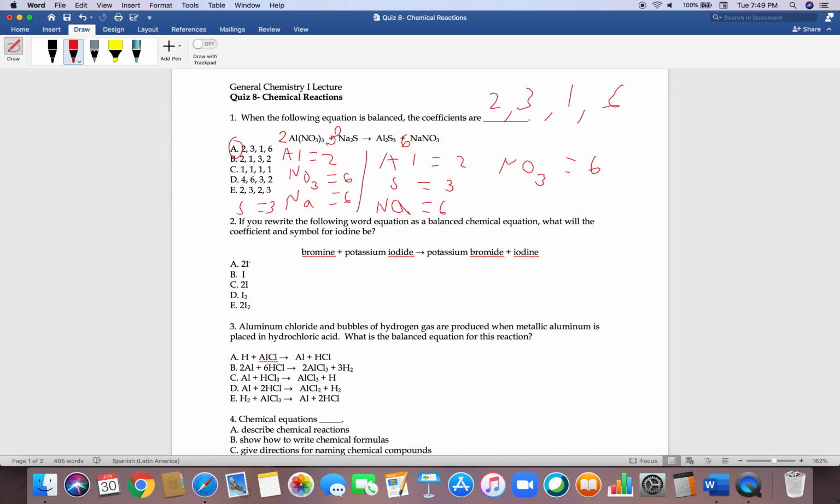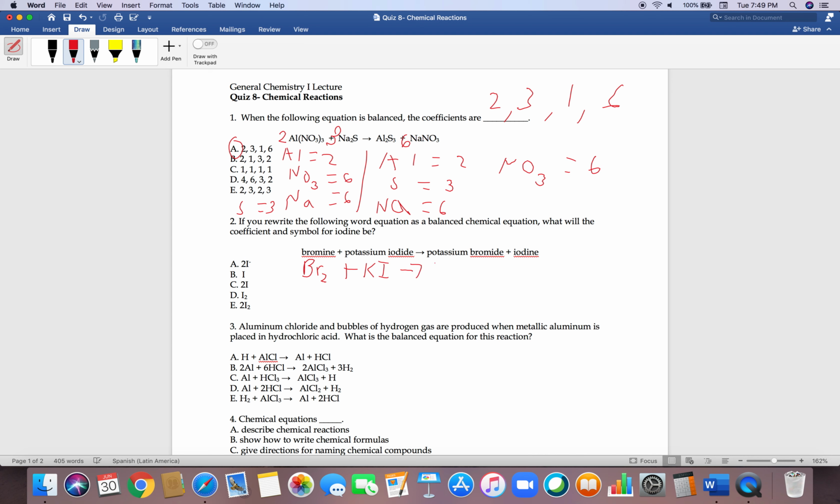This is a common question. Let's just put these words into chemicals. So bromine is Br, but be careful, it's Br2 because it's diatomic. Potassium has a +1 charge. Iodine also has a +1 charge, so it's KI.